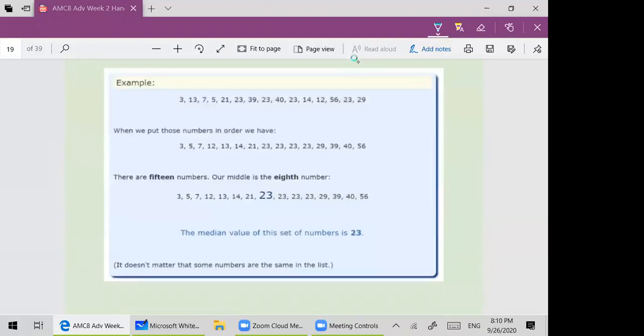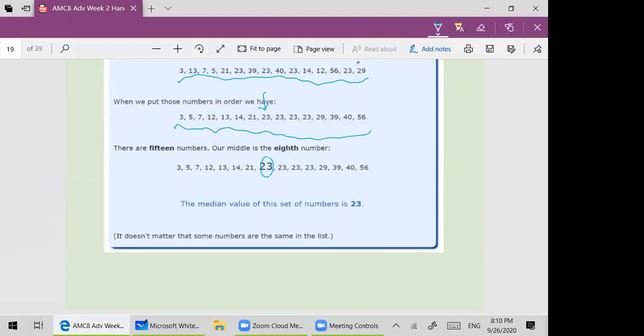And now here is another example of a long list of numbers. To find the median, you arrange them in increasing order. There are 15 numbers, so you want the 8th term. And it turns out that this is the 8th term. So it's 23.